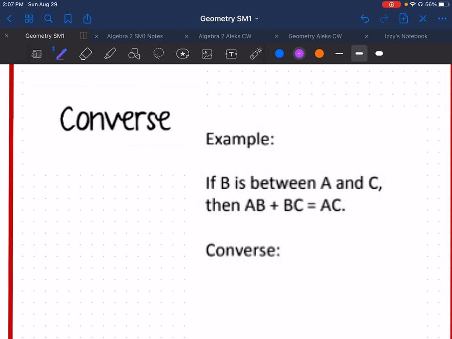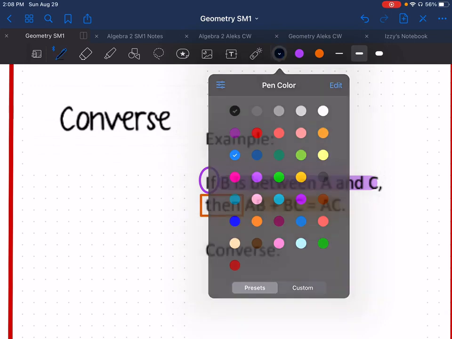If B is between A and C, there's that word if. So here is my hypothesis. Then AB plus BC equals AC. There's my word then, and there's my conclusion. The reason I also like to circle and box in the word if and then is because they are not going to switch places. We must always keep the if-then form.